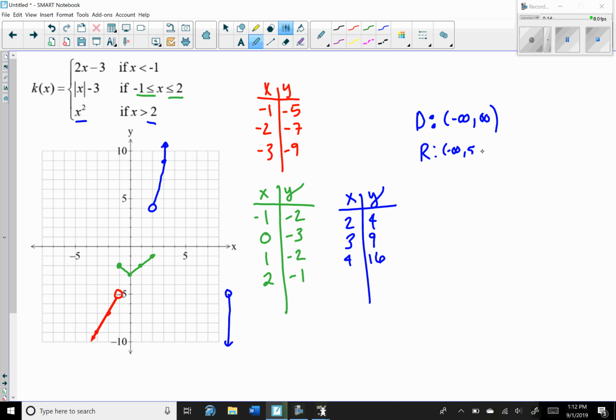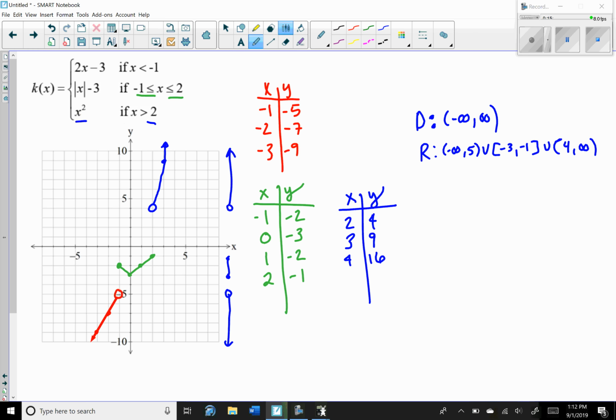So parenthesis, union, and then notice it jumps up to -3 to -1, brackets, because we're including, and then union, and then we jump up to 4, not including 4, and going to infinity. So parenthesis, 4 to infinity. And that is my range for this function.